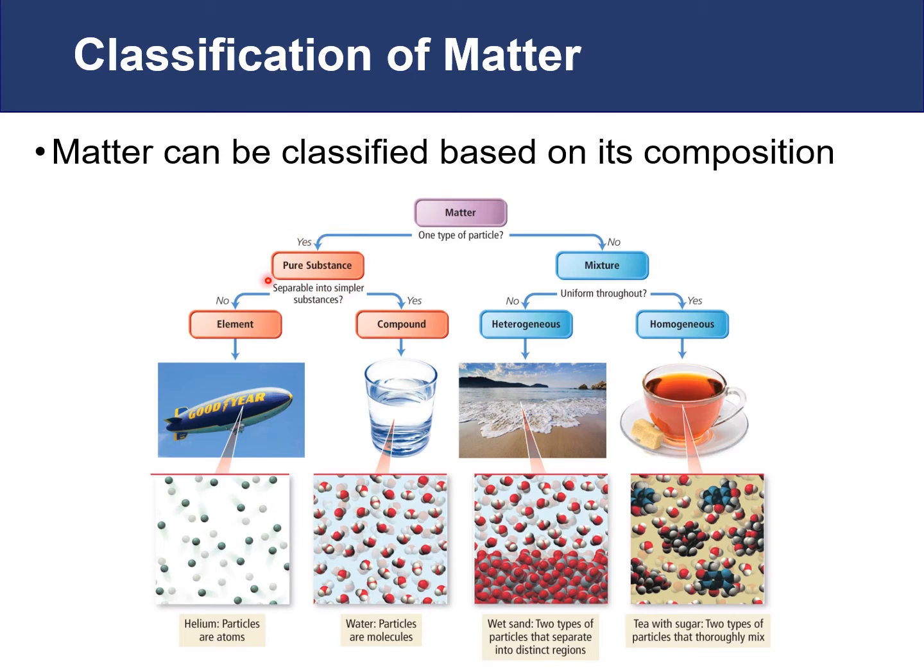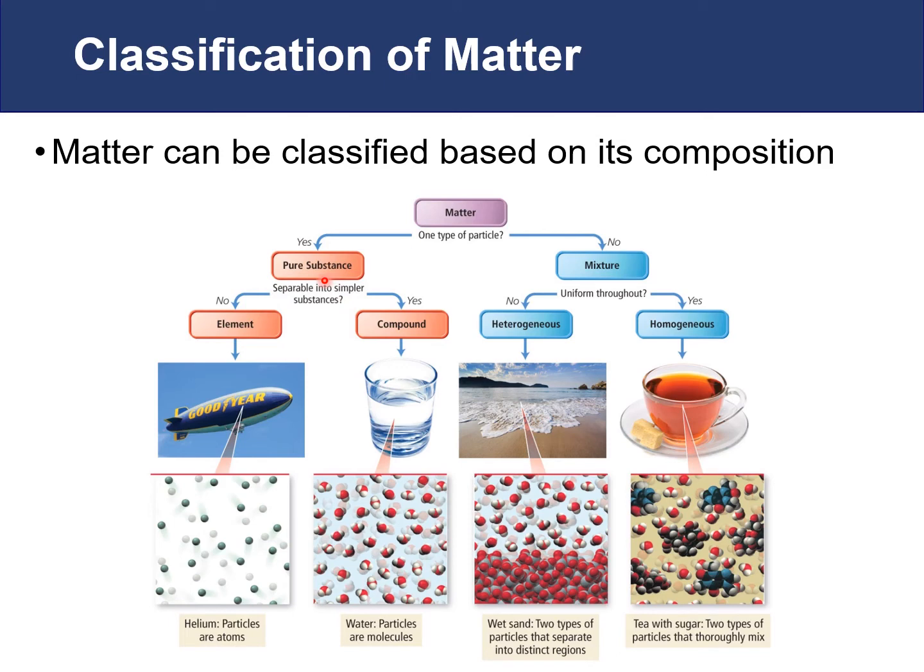In the case of a pure substance, all the atoms, if it is individual atoms, or molecules, if it is in a molecular form, are all the same. So we would call that a pure substance. If they are not all the same, then we will call it a mixture. Going down the pure substance route, all the particles, molecules or atoms in our container are the exact same.